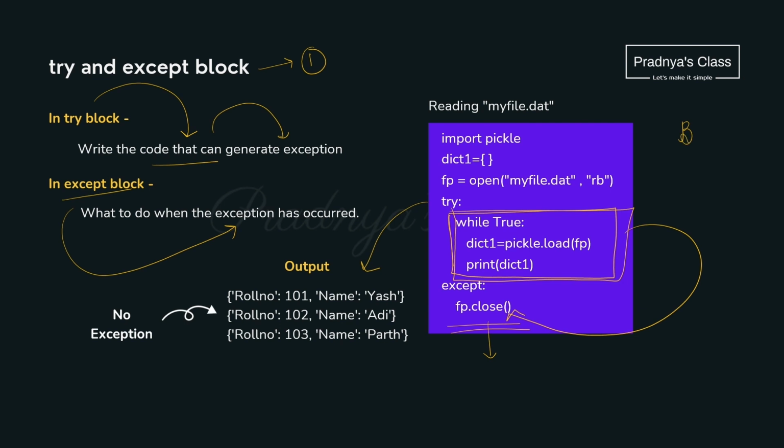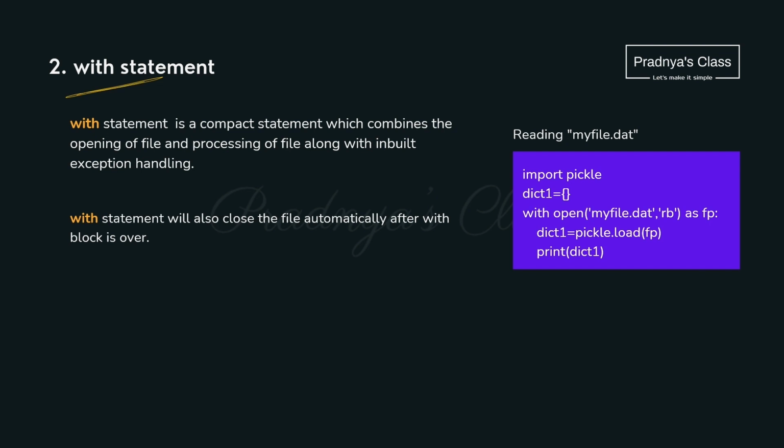So always keep in mind that when you are dealing with binary file and you want to read data from the binary file, you will be using try except block. There is a second arrangement to handle that exception by using with statement. Look at this statement: with open as fp. We are opening the file in the read mode and fp is the file handle. We are loading the content and printing it. Here you will not get any error because with statement closes the file automatically. So whichever option you feel easy, you can go ahead with it.